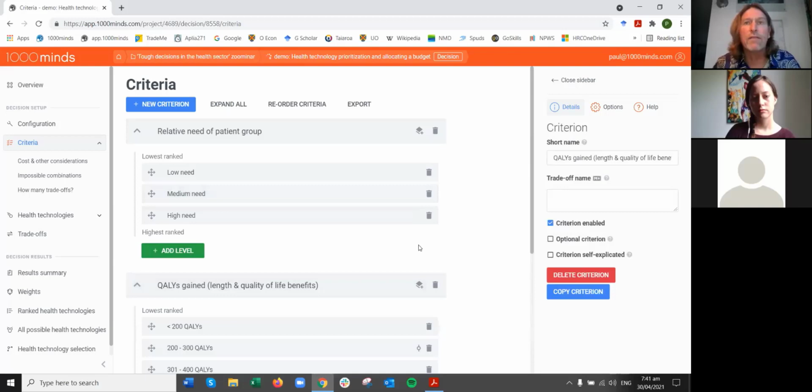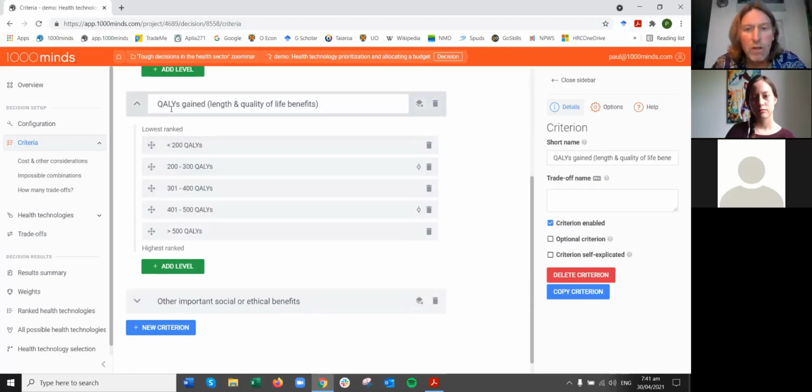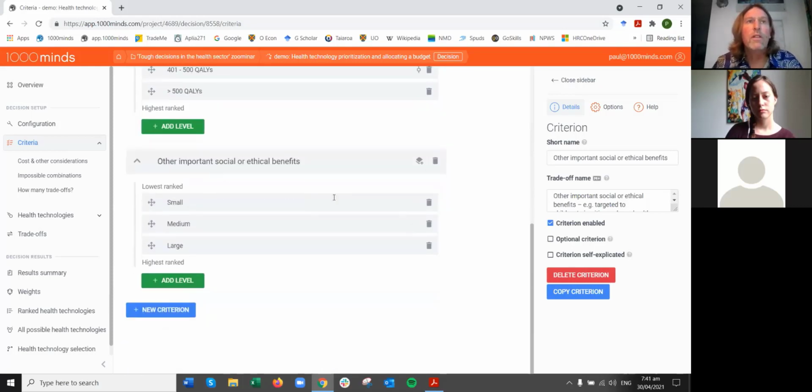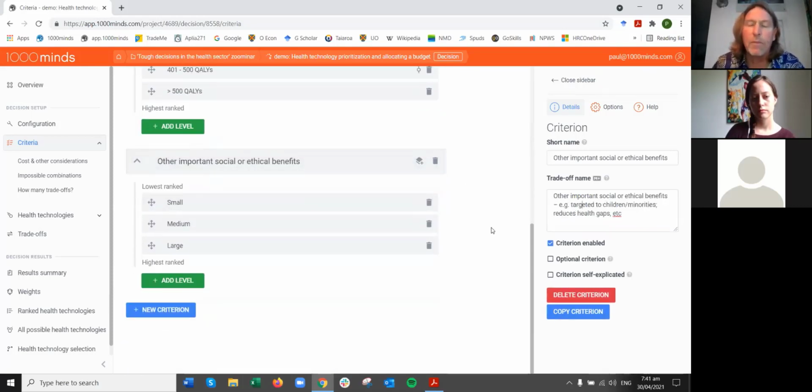They can be quantitative. So QALYs are a measurement of the number of life years that are saved with the treatment, adjusted for their quality. Many of you will be familiar with that, but that's a quantitative measurement. And we might have, as a catch-all, other social and ethical benefits that we would consider, thinking about minorities or looking after children or whatever, depending on the country, those issues would be.